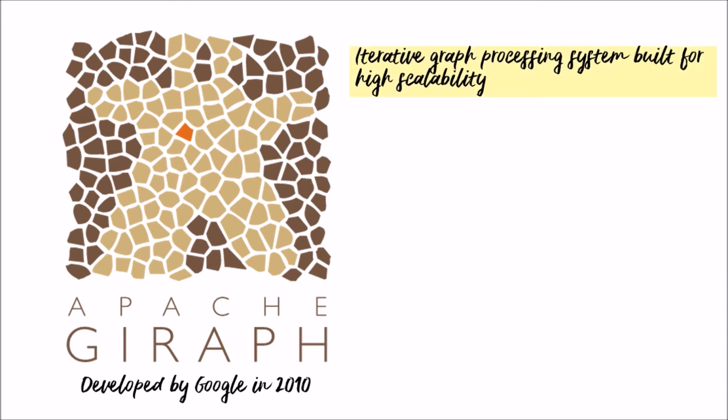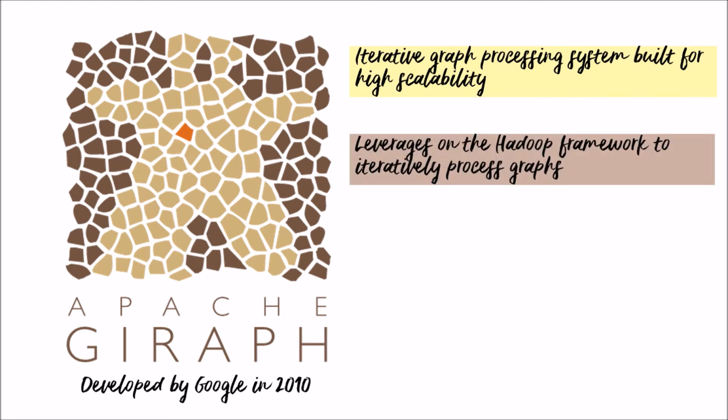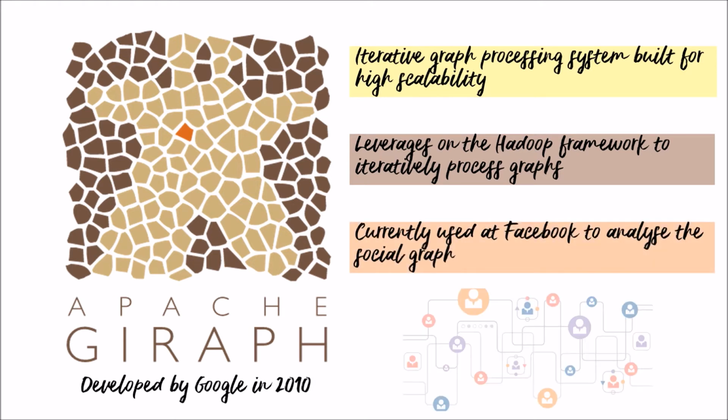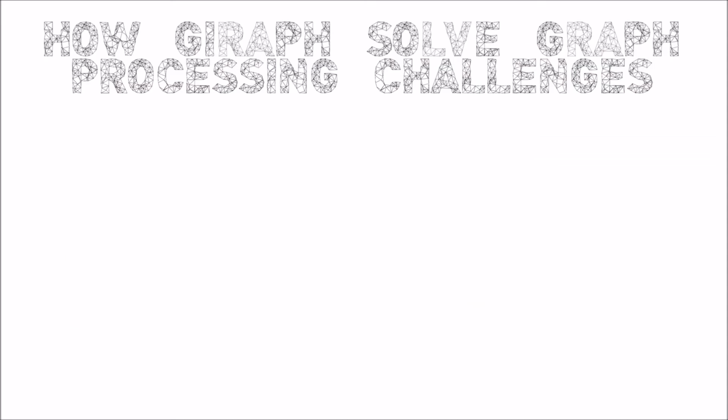Apache Giraph is an iterative graph processing system built for high scalability. It leverages the Hadoop framework to iteratively process graphs. It is currently used at Facebook to analyze the social graph formed by the users and their connections. So how exactly does Giraph work?